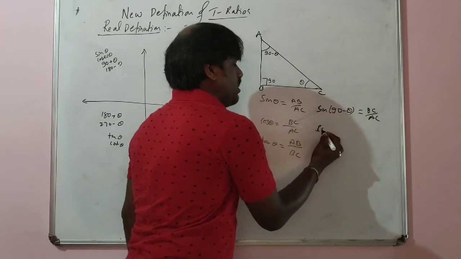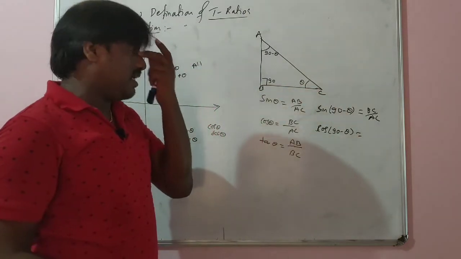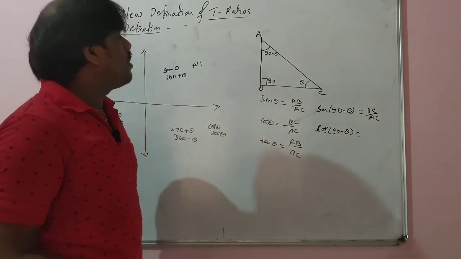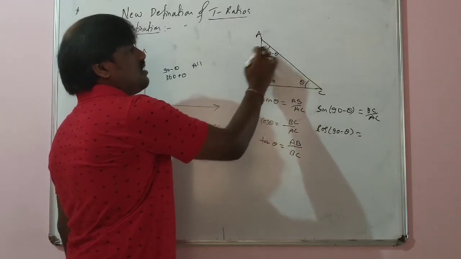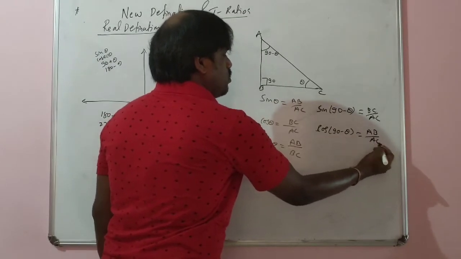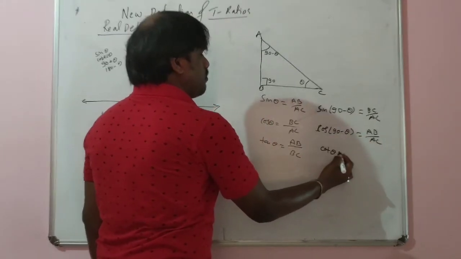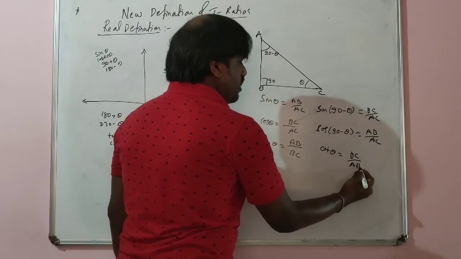And cos 90 minus theta, what am I going to get here? Cos 90 minus theta, according to this, is opposite over... this one is adjacent and this is the hypotenuse, so I am going to get AB by AC. Okay, so cot theta I am going to get as BC by AB, right? BC by AB.